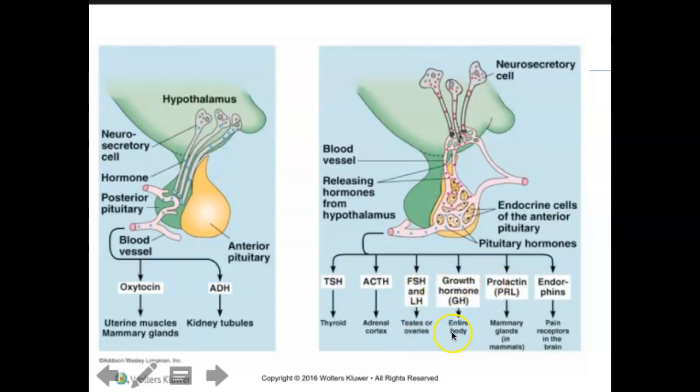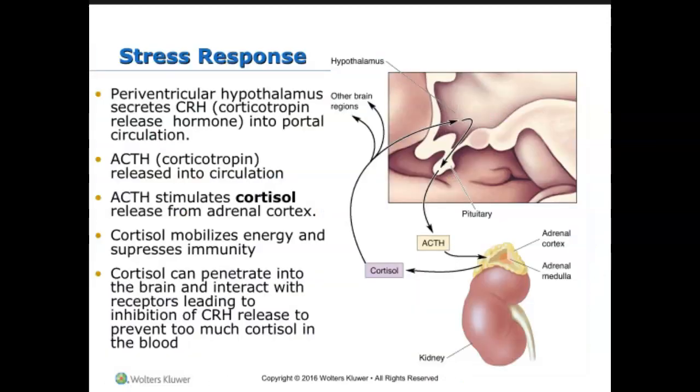Growth hormone, that's something that is released through the anterior pituitary. It's needed to maintain the growth and rejuvenation of all the body tissues. So this acts on the entire body. Prolactin is used in mammals to promote lactation. That's another hormone. And then also the anterior pituitary releases endorphins, so the feel-good hormones that are released and act on the pain receptors. So let's look at the stress response as one of the examples of how this feedback loop actually works.